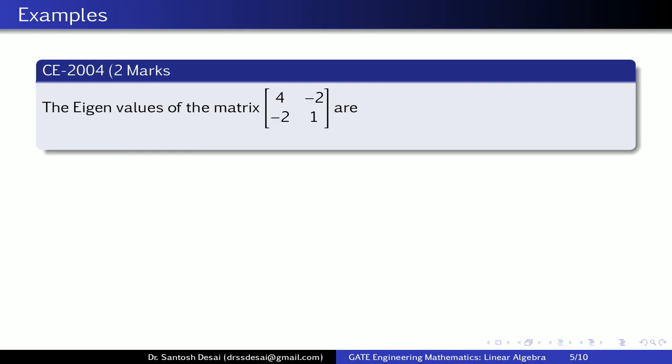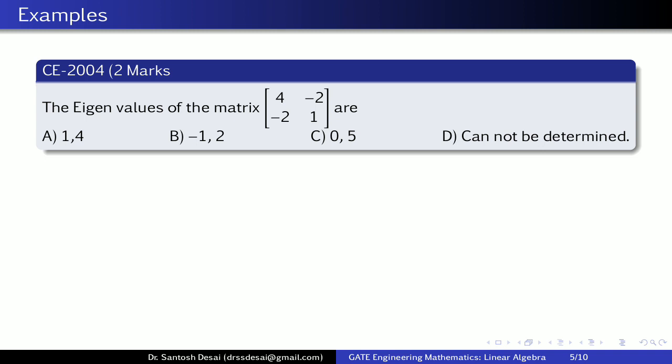The eigenvalues of the matrix, first row is 4, minus 2, second row minus 2, 1 are. Options are 1, 4; minus 1, 2; 0, 5; and cannot be determined. Now one can solve this example by two methods. One is you can find the characteristic equation of this 2 by 2 matrix. You will get the quadratic equation. Simplify that quadratic equation, you will get the eigenvalues of the given matrix, or one can use the properties.